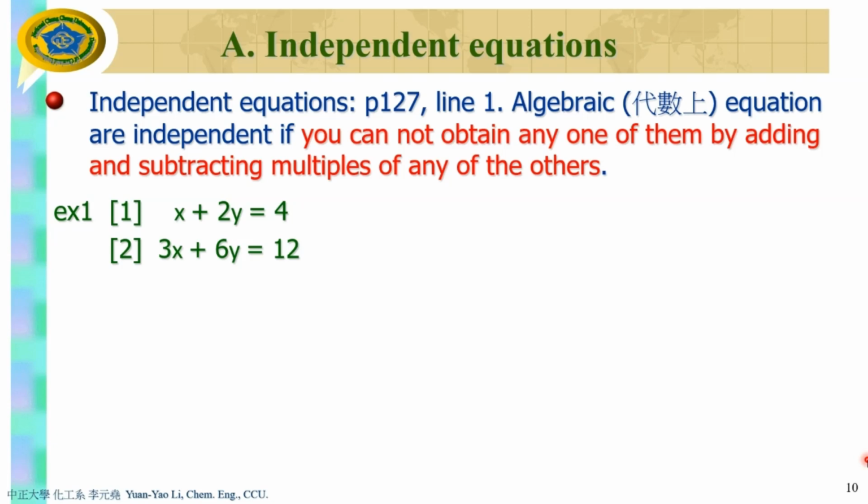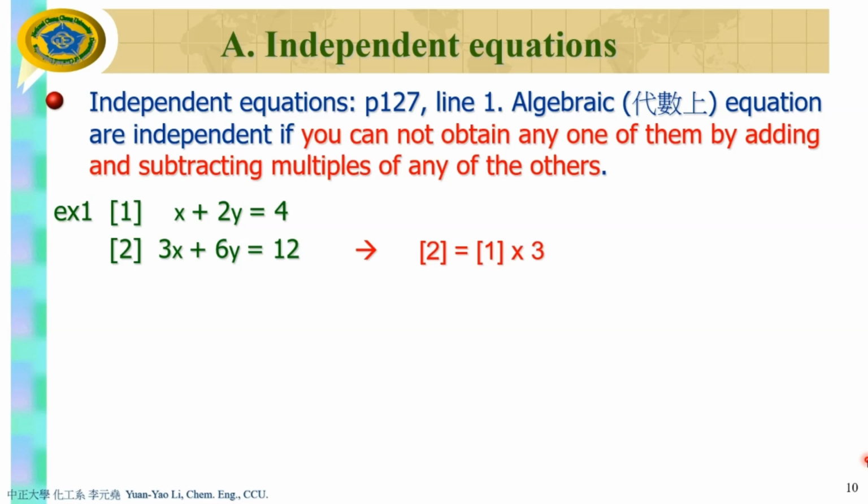For example, I give you two equations here. How many independent equations are here? Or, on the other hand, can you get the answer for x and y using these two equations? No, you cannot. Why? Because equation 2 is equal to equation 1 times 3. So you cannot get the answer for x and y because there's only one independent equation.